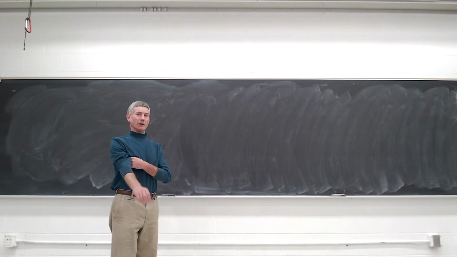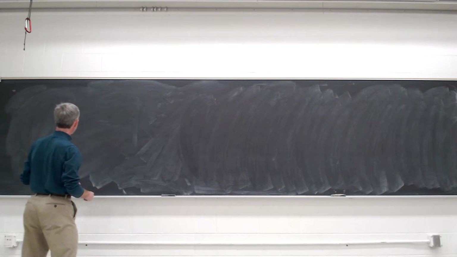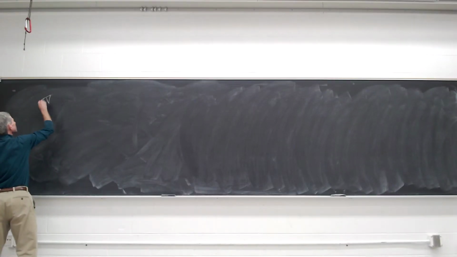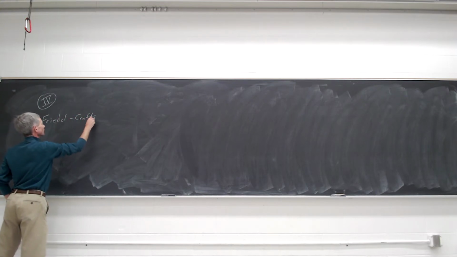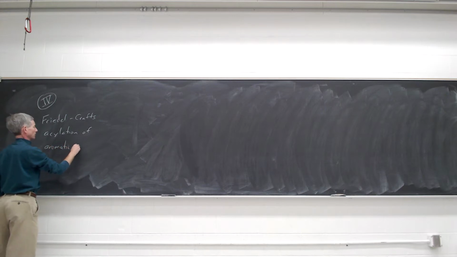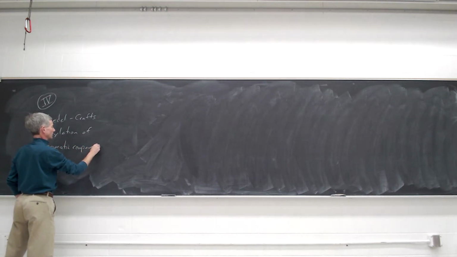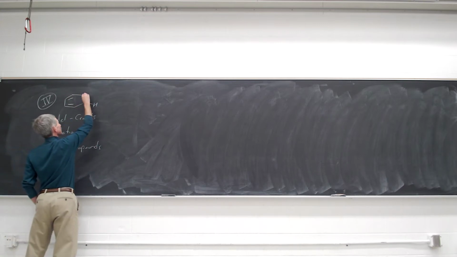Moving on with our discussion of ways of introducing the carbonyl function, the aldehyde or ketone, into a molecule. Method 4 is Friedel-Crafts acylation of aromatic compounds. We'll illustrate this with benzene.